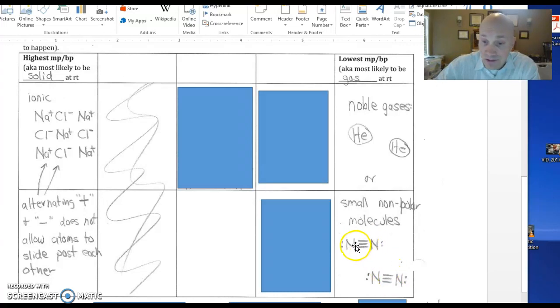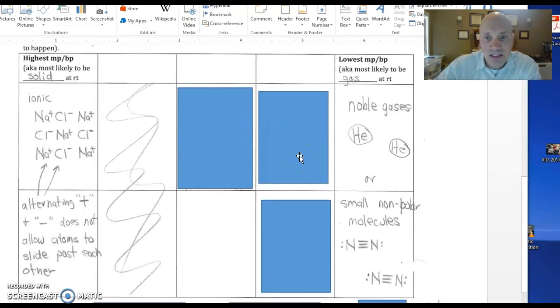All right. This is not a polar bond. I can't draw a permanent delta positive, delta negative. No hydrogen bonding is possible. So these guys aren't going to have much attraction for each other. And that's why you have to get them really cold to get them to liquefy. All right. Moving up to the next level. What would be kind of between these guys?